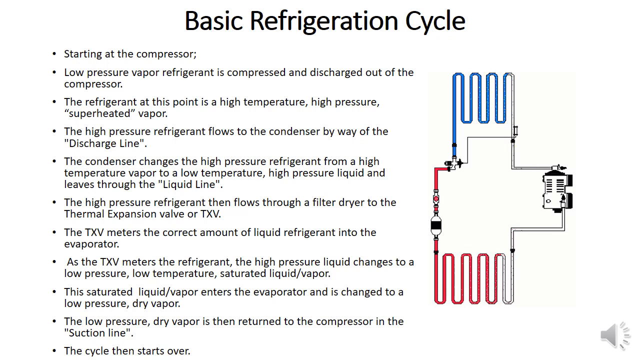As the TX valve meters the amount of refrigerant, the high pressure liquid changes to a low pressure, low temperature saturated liquid. This saturated liquid enters the evaporator and changes to a low pressure dry vapor. The low pressure dry vapor is then returned to the compressor in the suction line, and the cycle starts over. So the low pressure dry vapor from the evaporator is supplied to the compressor. Then again in the compressor, the low pressure vapor is converted into high pressure superheated vapor.